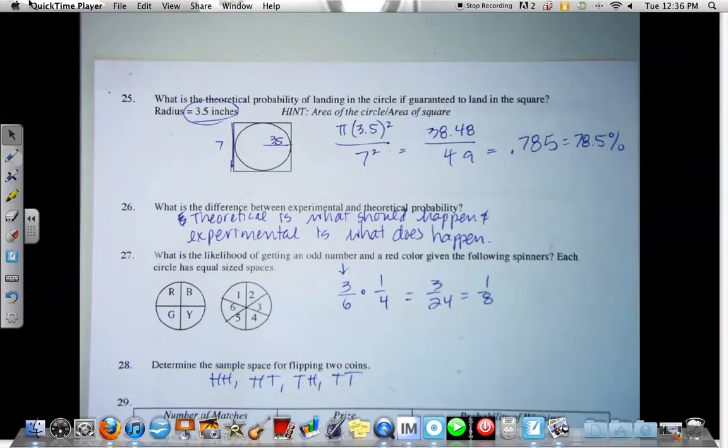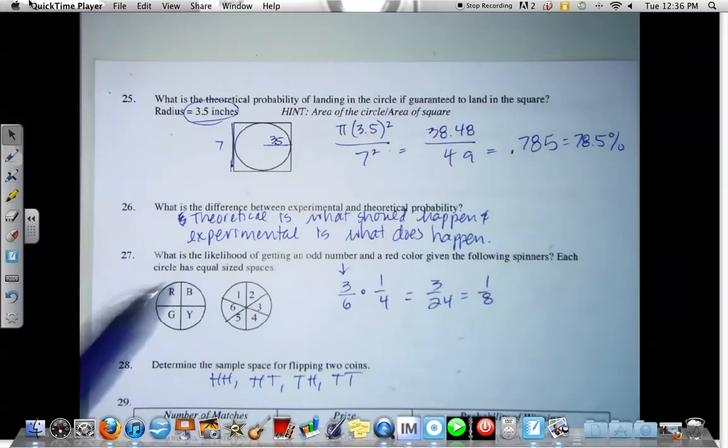26. The difference between experimental and theoretical probability. Theoretical is what should happen, and experimental is what actually happens after you finish the experiment.